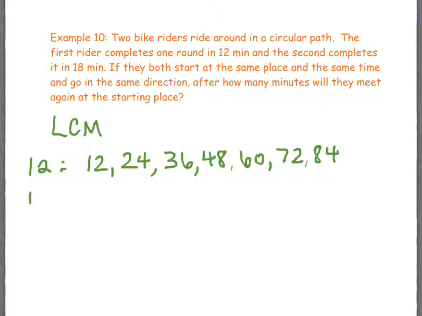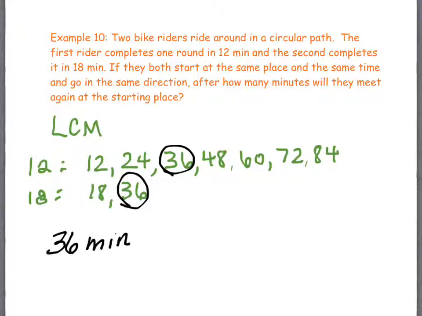Let's try the other number, which is 18. So if I do 18, the first lap's in 18, and the second lap's in 36. So I actually went farther than I needed to, because what do you see? The 36, right? So there's a couple questions. The question that they actually asked us is, after how many minutes will they meet again at the starting place? 36 minutes is my answer.